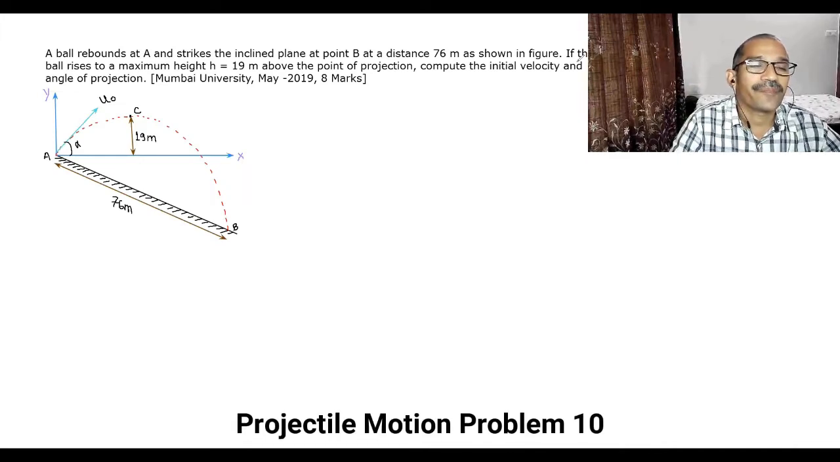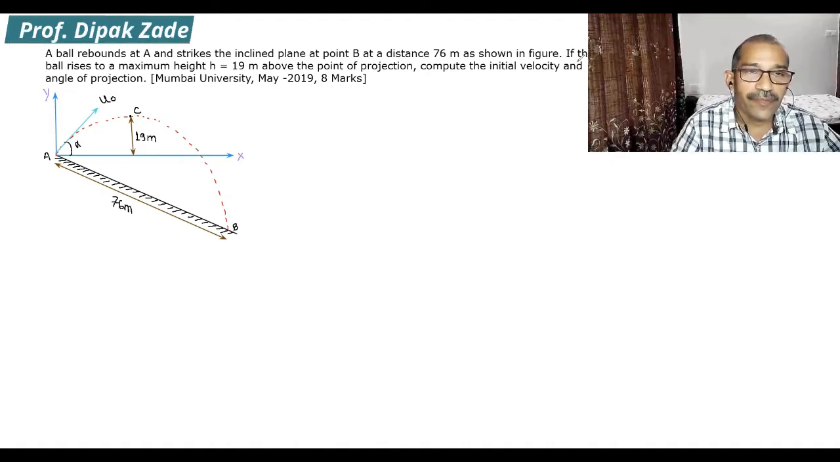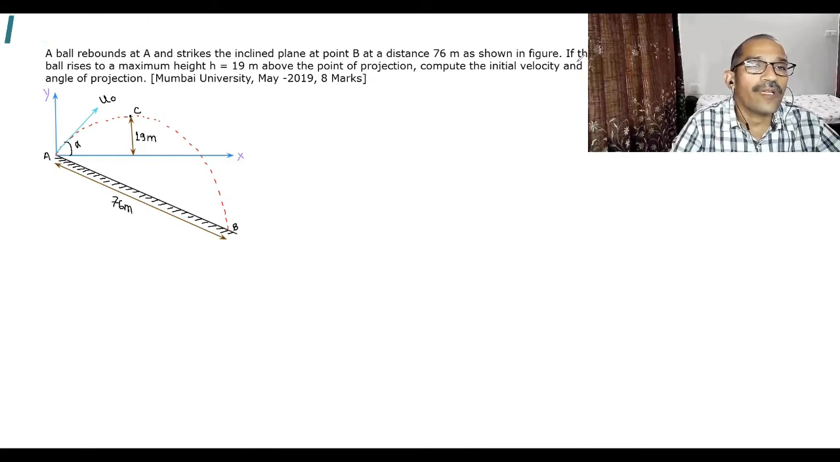Hello students, we'll solve a problem from projectile motion. In this problem, let's check what is given. In the wording of the problem: a ball rebounds at A and strikes the inclined plane at B at a distance of 76 meter as shown in the figure.